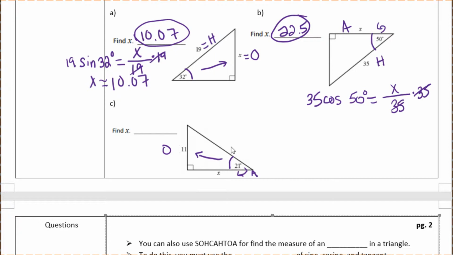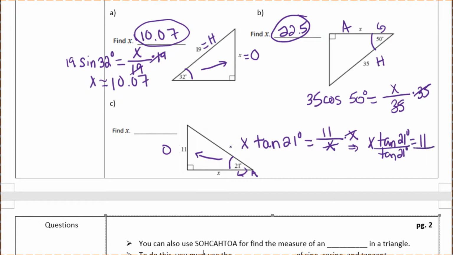All right, so we're going to be using tangent, TOA, right? Tangent is opposite over adjacent. So tangent of 21 degrees equals O, 11, over adjacent, which is x. So to solve for x here, I'm going to times x on both sides. So I now have x tangent of 21 equals 11, then divide off the tangent so I can solve for x.